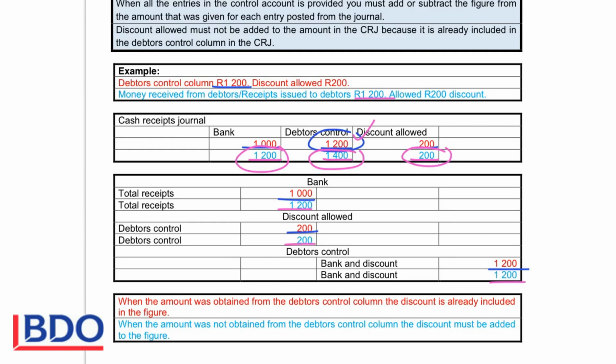When the amount was obtained from the debtors control column, the discount is already included in the figure because we add the bank figure and the discount allowed figure to obtain the debtors control figure. When the figure was not obtained from the debtors control, so if they tell you it was the amount that was received, then it means that the discount must be added, because then the 1,200 is given as amount received. You have to add the discount to see that the debtors must decrease with 1,400.